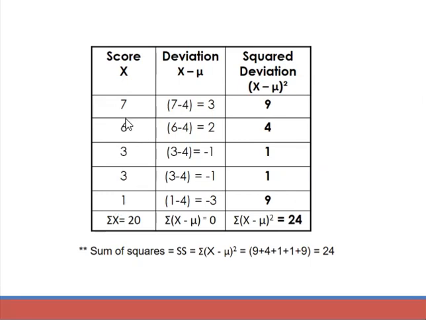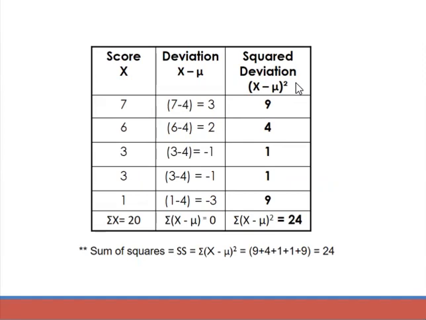We've got each of our scores here. The sum of X is 20, if you add them up. And then we can calculate deviation scores for each one of our scores. So we subtract the mean of 4 from each one of our scores. You can see that the scores above the mean are positive, the scores below the mean are negative. If we add all of our deviations up, we get 0.